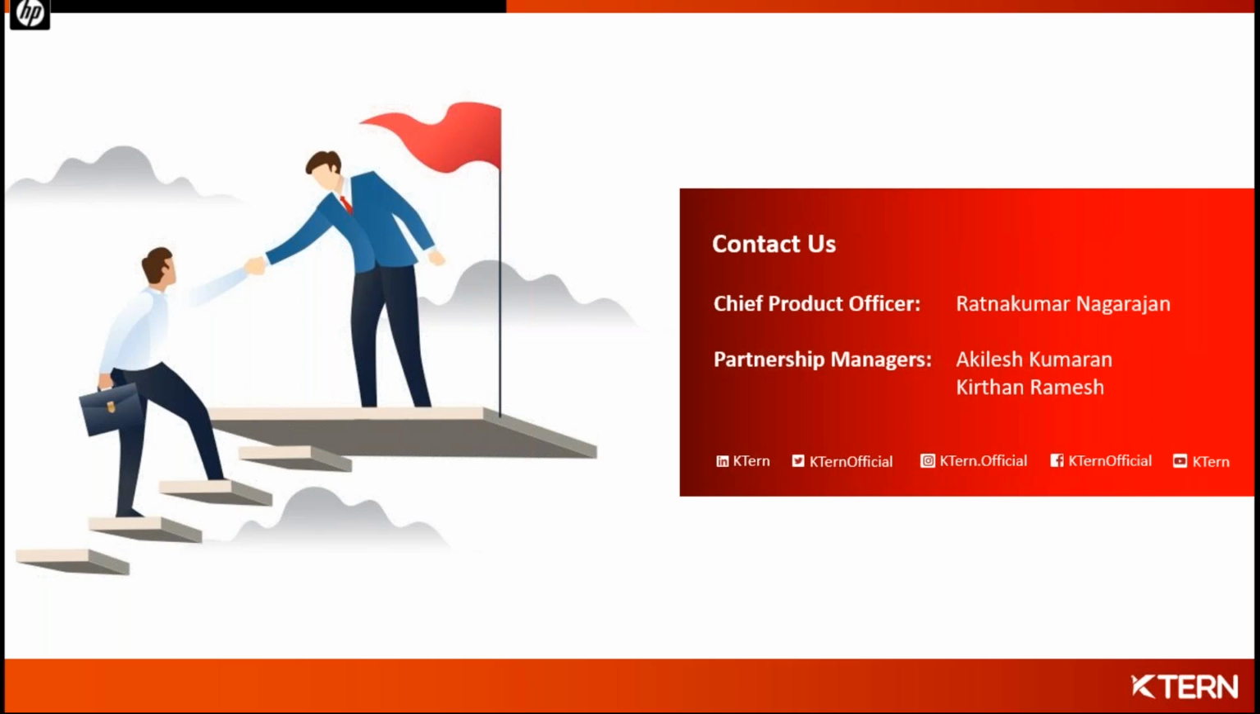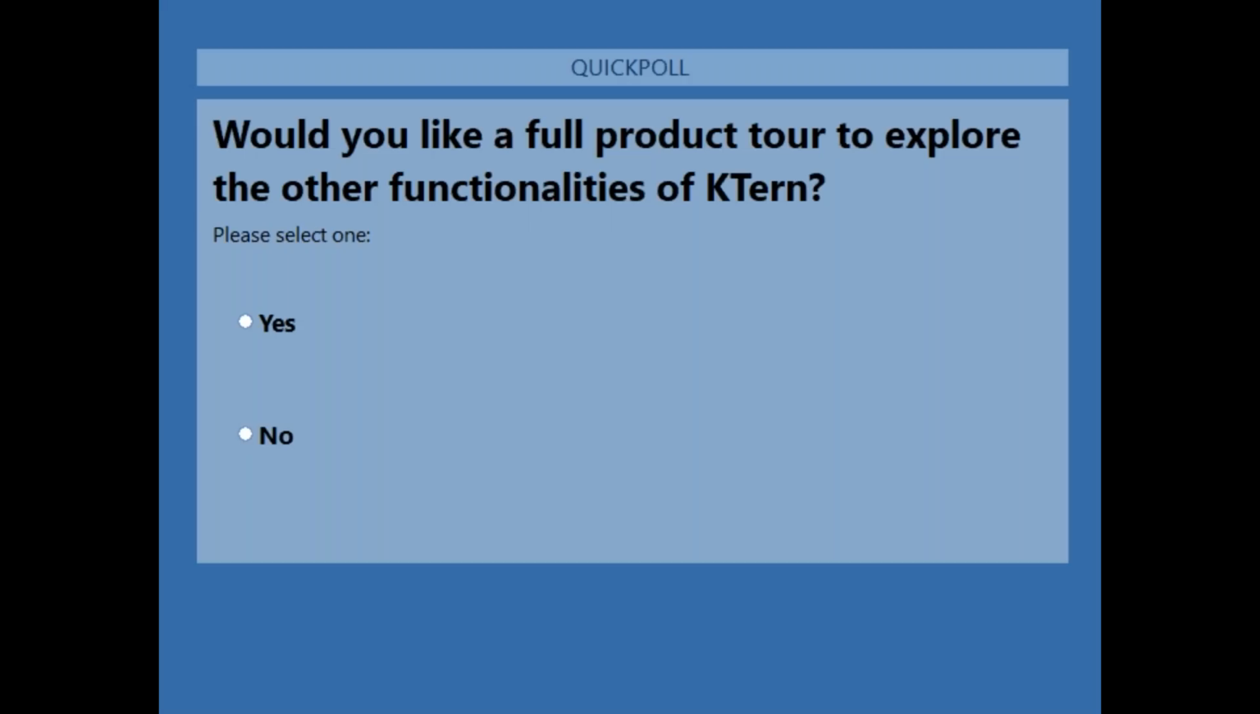Before that, let's just have a poll: would you like to have a full tour to explore the other functionalities of KTern? Because what I covered would be the tip of the iceberg, since there's a lot more to go deeper into when it comes to custom code management, the test suite, the discovery part, impact analysis, change management, and the materiality value which you get as part of the business process analysis. So will you be interested in having a complete demo on the other features KTern holds for you?